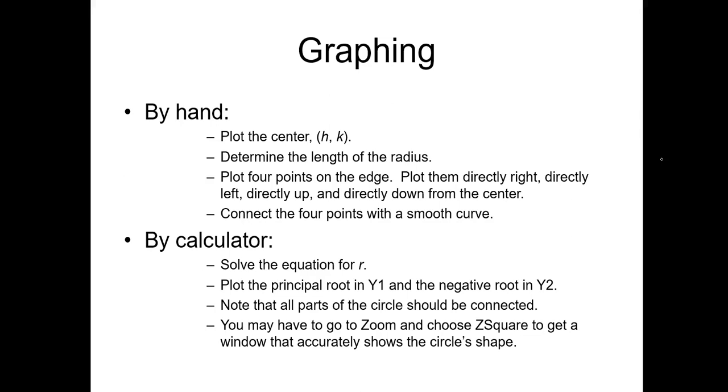By calculator, you need to solve the equation for y, so it means you're going to end up taking both positive and negative square roots, and you're going to have to put one of them in y1 and one of them in y2 in order to get the complete circle. And I'll show you as we do some.